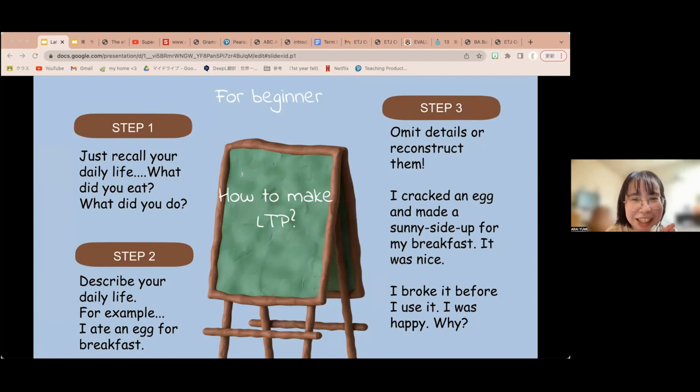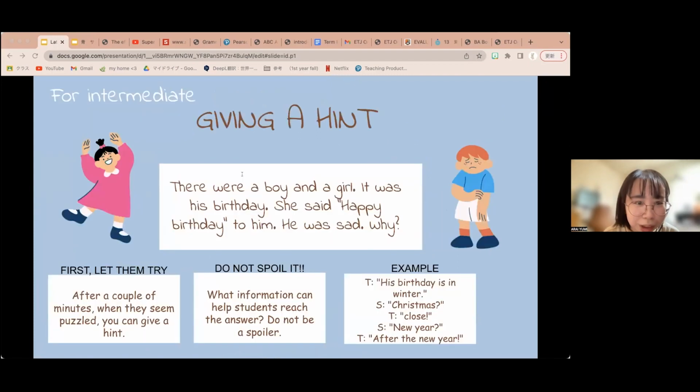So I think kids love riddles, and these puzzles are similar to it, but the point here is that they cannot jump into the answer. Students can enjoy the process. So another way of scaffolding is giving a hint. For intermediate students, you can give some hints.